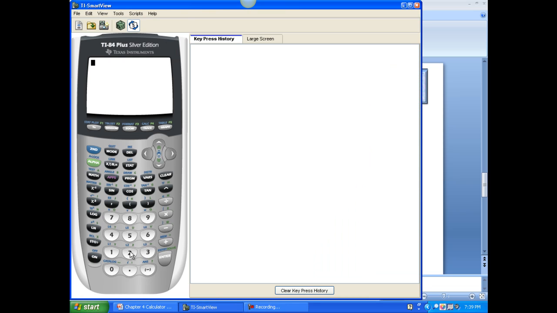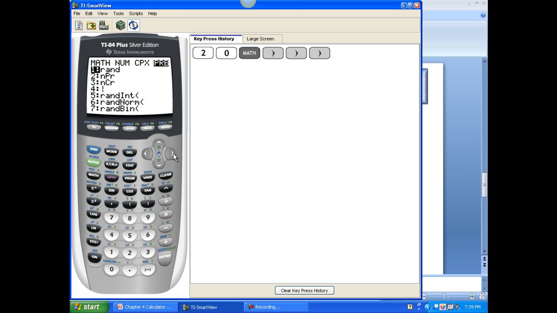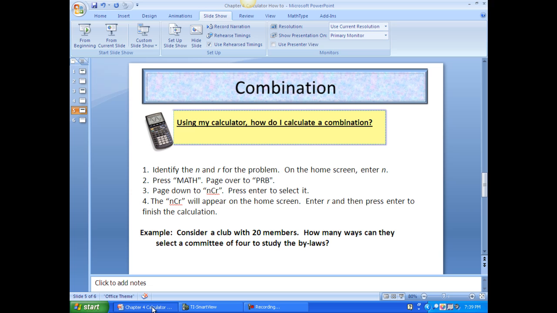We need to enter our n on the screen. Math. Page over to PRB and down to nCr. Press enter. 4. Press enter again. So there are 4,845 ways to choose 4 people to study the bylaws. The reason why we use a combination on this example is because order does not matter. We're not trying to put these people into a specific place or a specific spot, so we can use combination.